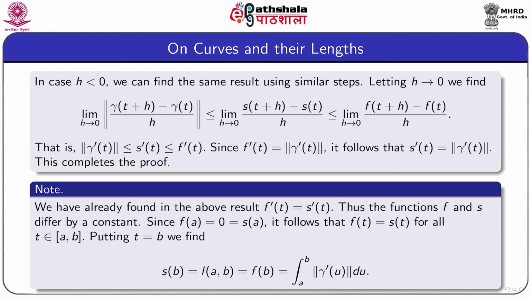Since we assumed f'(t) equals norm of gamma'(t), it follows that s'(t) equals norm of gamma'(t). This completes the proof. Thus, we can measure the arc length of any rectifiable curve provided we know the speed of that curve.